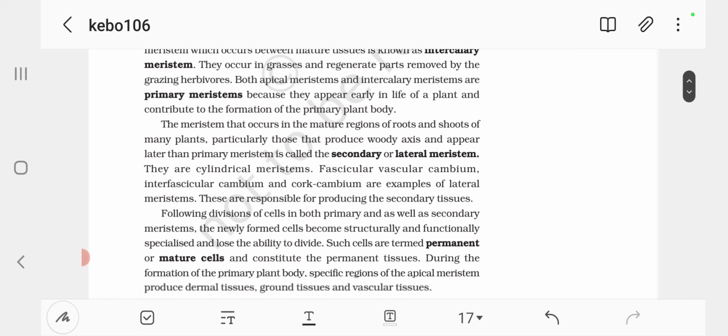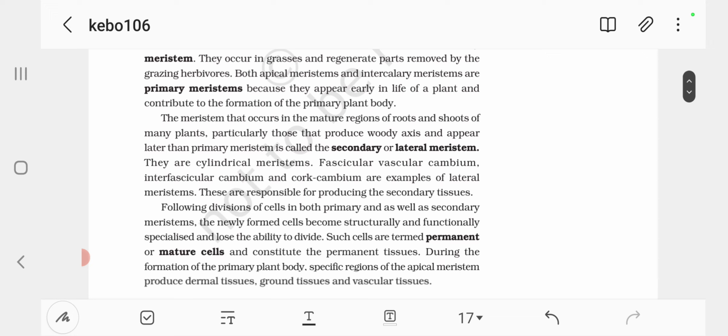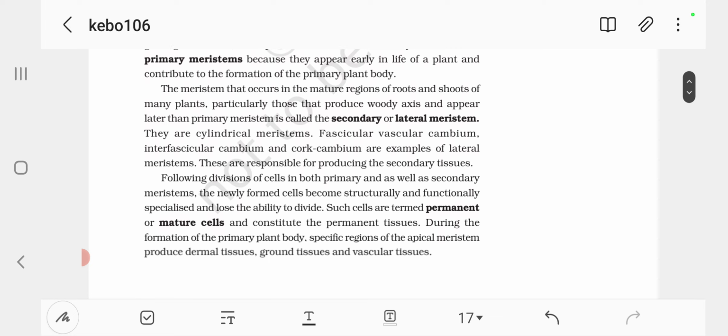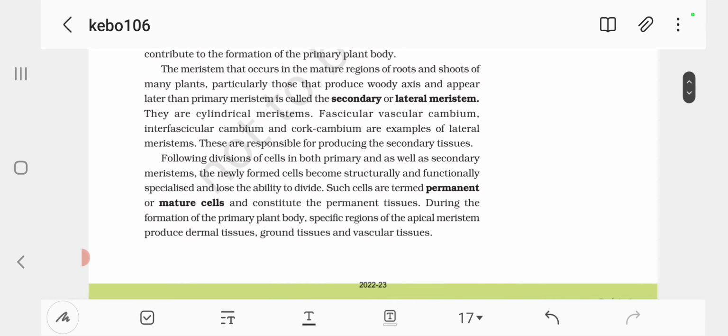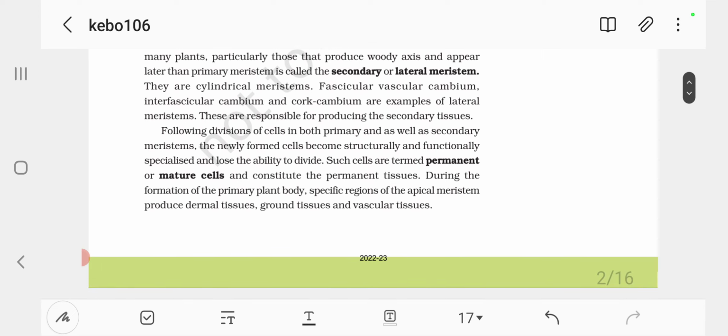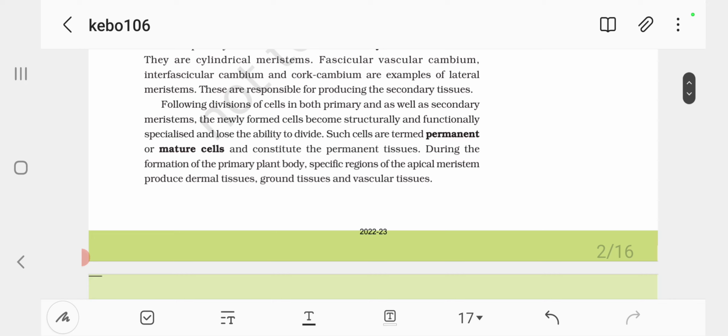Both apical meristems and intercalary meristems are primary meristems because they appear early in the life of a plant and contribute to the formation of the primary plant body. The meristem that occurs in the mature regions of roots and shoots of many plants, particularly those that produce woody axis, and appears later than primary meristem, is called the secondary or lateral meristem. Fascicular vascular cambium, interfascicular cambium, and cork cambium are examples of lateral meristems. These are responsible for producing the secondary tissues.